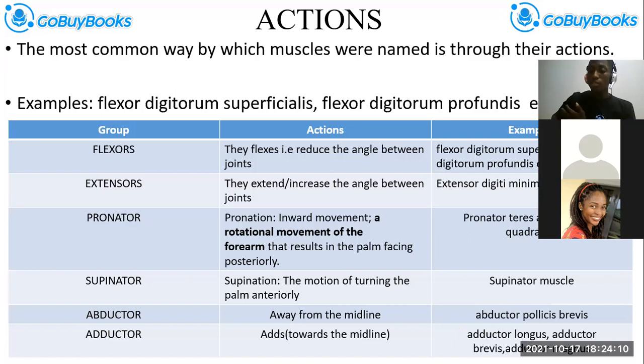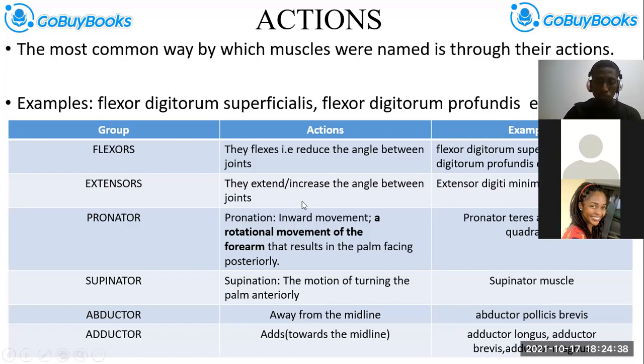But the muscles at the anterior compartment of your arm, the biceps brachii, coracobrachialis, and the brachialis muscle, reduce the angle. This is flexion. I'm reducing the angle as I'm flexing my arm. But when I'm coming back like this, the angle is increasing. I'm extending my arm. I hope you get that.